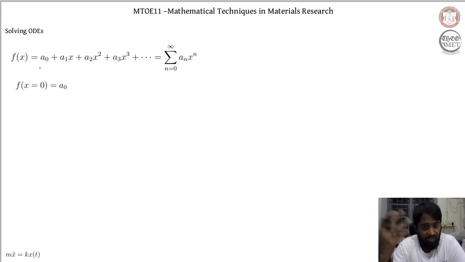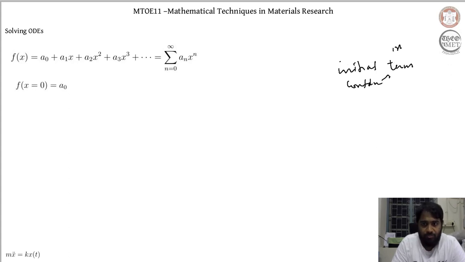When I assume that my x is 0, that gives me an expression for my A0. This is something that we have considered as the initial condition. So basically, the first coefficient, or the initial condition, corresponds to the first term, and it can be ascertained by considering my variable to be 0. Now let me move on to the second term.